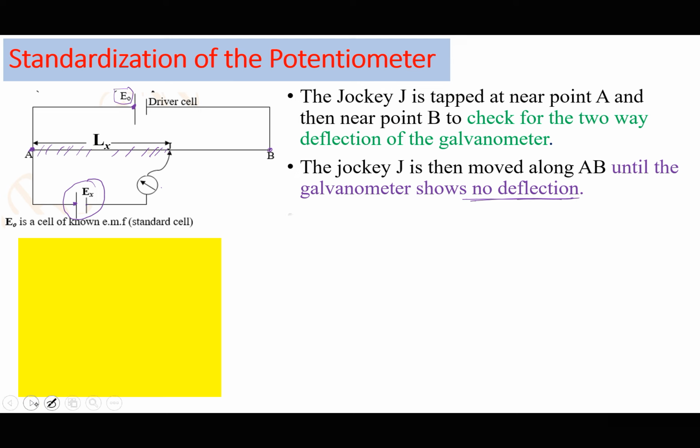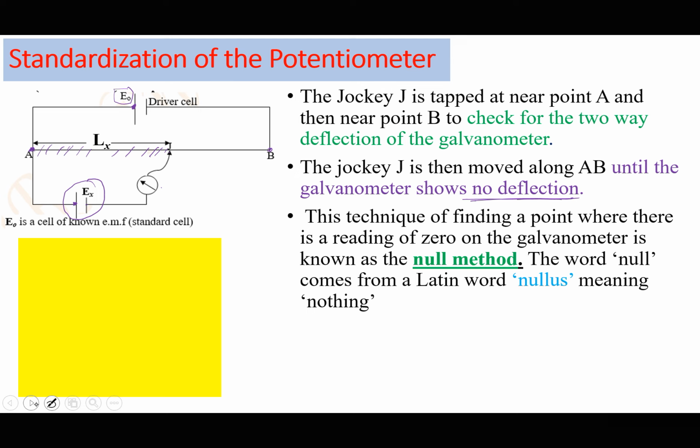This technique is what we call the null method. This technique of finding a point where there is a reading of 0 on the galvanometer is known as the null method. The word null comes from a Latin word nullus, meaning nothing. So the distance Lx is going to be called the balance length. When the instrument reads 0, the length Lx is called the balance length.